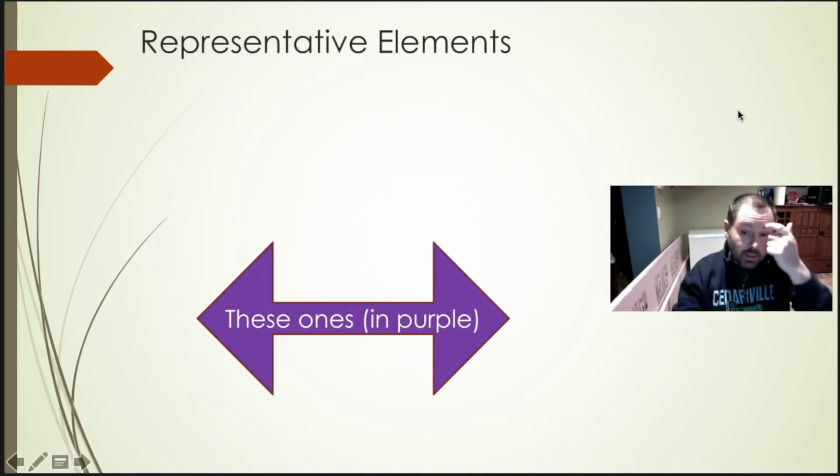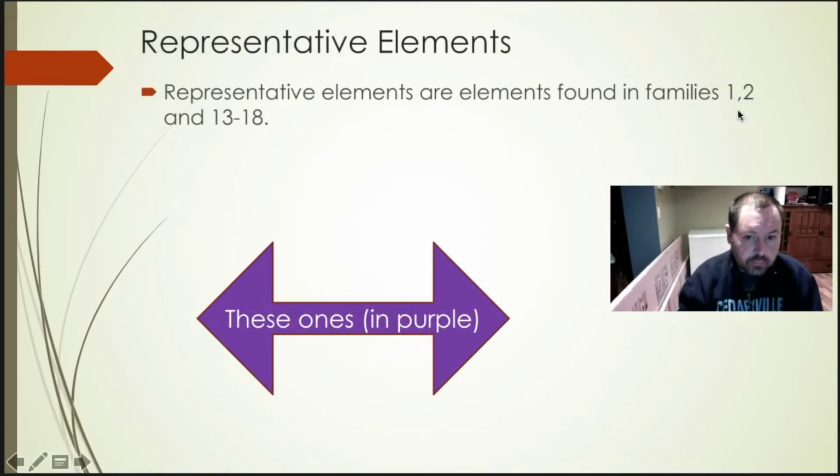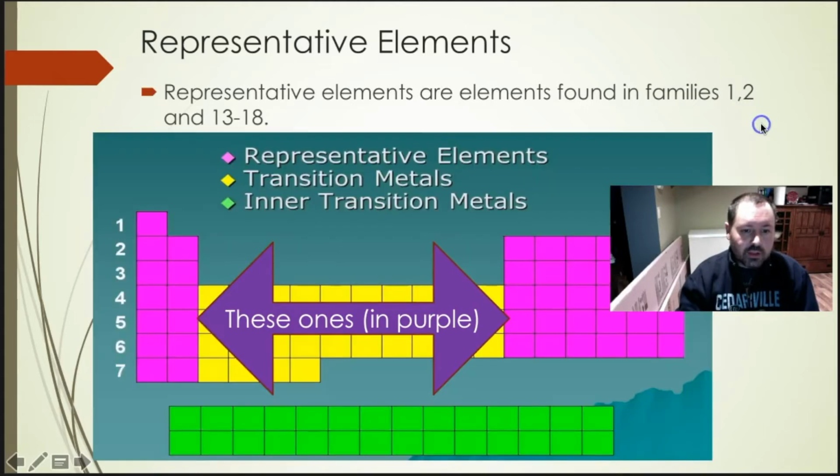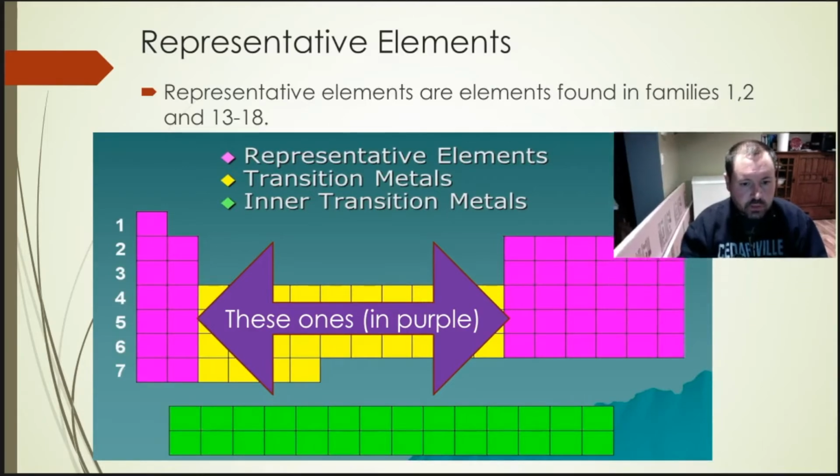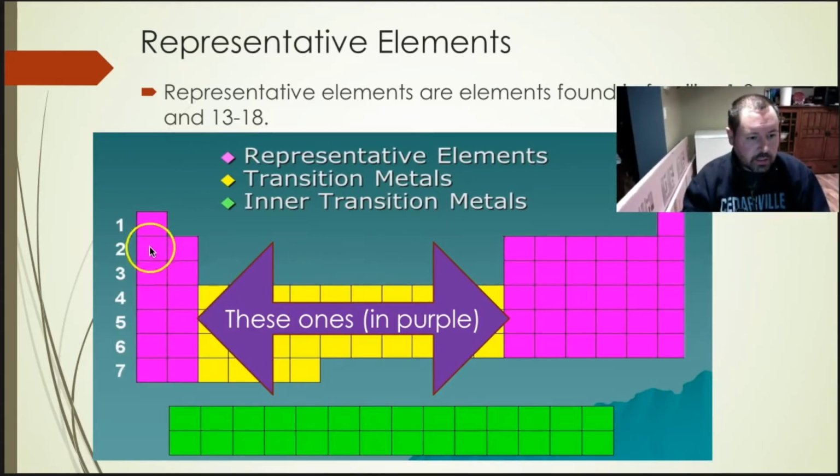So let's talk about the representative elements here. The representative elements are families 1, 2, and 13 through 18. So take a look at all this stuff in purple here. This bright purple.